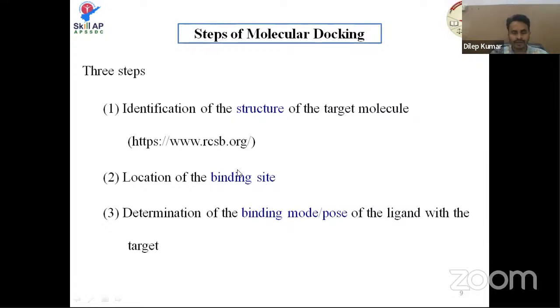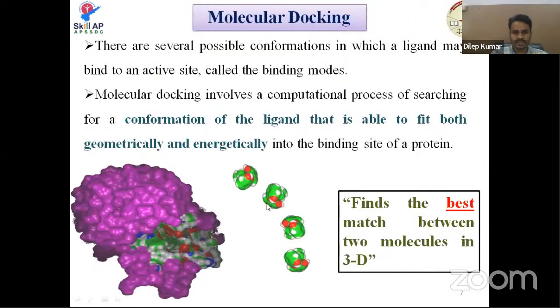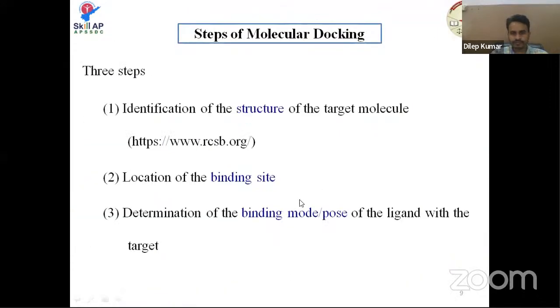After determining the binding site, we take our ligand and start docking it into the receptor, and we can determine the binding mode or pose of the ligand with the target. As I told you, there are different poses of the molecule, but only one pose is much more stable, and that pose can interact with the receptor effectively, right? We will determine the binding mode or the pose of the ligand with the target.